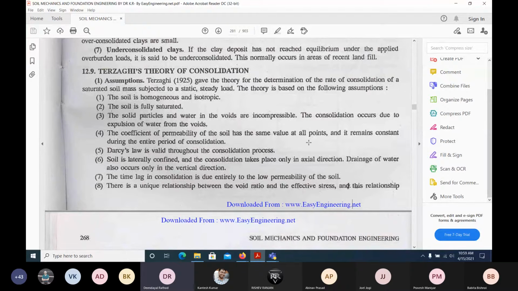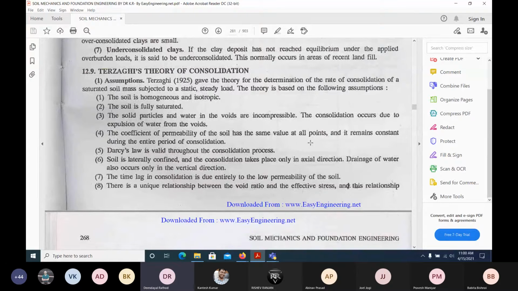Always remember, there is a major difference between compaction and consolidation. They will ask in the interview: what is the difference between compaction and consolidation? Compaction can be a dynamic, short-term process, and it is the expulsion of air from the soil. In consolidation, the soil is in a saturated condition, 100% saturation, S equal to 1, and it is the expulsion of water from the soil due to long-term load, not short-term load. Understand?